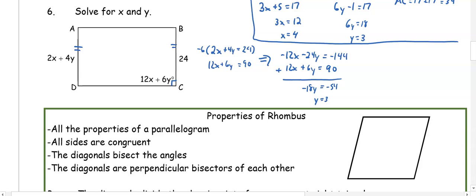Divide, so y is 3. Once we know y is 3, we have 12x plus 6 times 3 equals 90. 12x plus 18 is equal to 90. 12x equals 72. So x is 6. So this would be 6, 3.